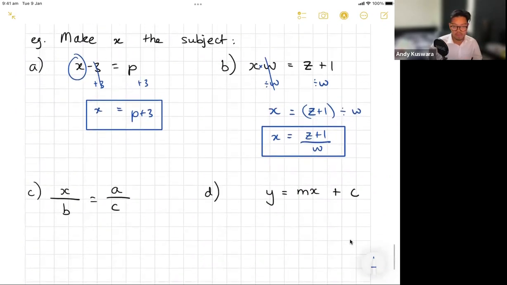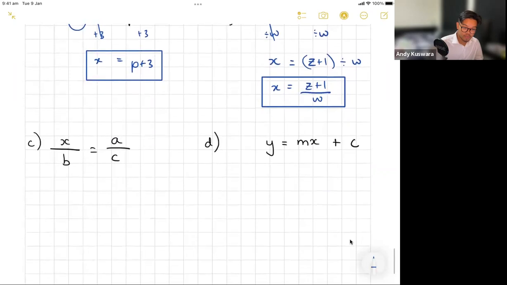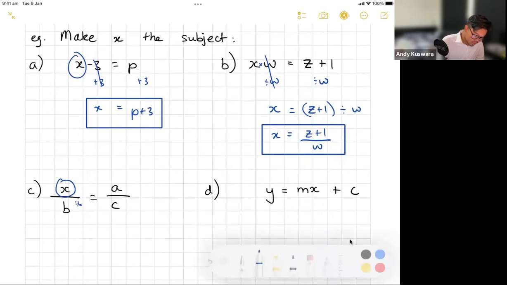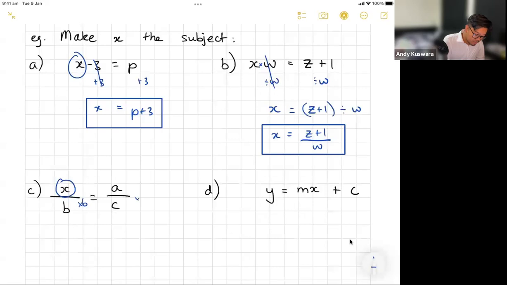Okay, now fractions. Remember, fractions aren't freaky. They're just how it is, right? Let's not forget that a fraction is just a fancy way to say division. So let's make x the subject here. I've got x up here, and I kind of want to get it on its own. So that's kind of divide by b. So the opposite of divide by b would be to multiply both sides by b.